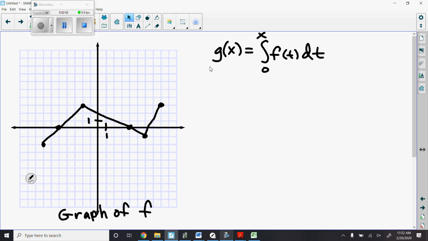When you do this on your AP exam, you need to write this in the scoring region. What we need to show here is what happens when we do g prime of x. The fundamental theorem of calculus, which is a very simple theorem, just says the derivative of the integral of f of t dt is going to equal f of x. So when I take the derivative of g, g prime of x equals f of x.